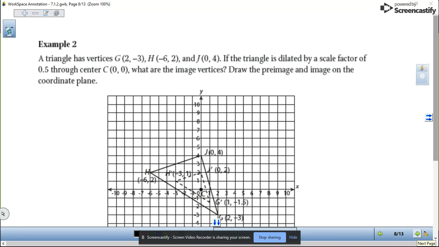All right, this one's kind of already been done for you. A triangle has vertices G, H, J. If the triangle is dilated by a scale factor of 0.5 through the center 0, 0, what are the image vertices? The solid line drawn here in the picture is the original points, and when you do 0.5, basically 0, 4 becomes 0, 2, negative 6, 2 becomes negative 3, 1, and 2, negative 3 becomes 1, negative 1.5. That would of course be a reduction because 0.5 is less than 1, but still greater than 0. Okay, so nothing to show you there. It's already done. The dotted line shows what happens there.